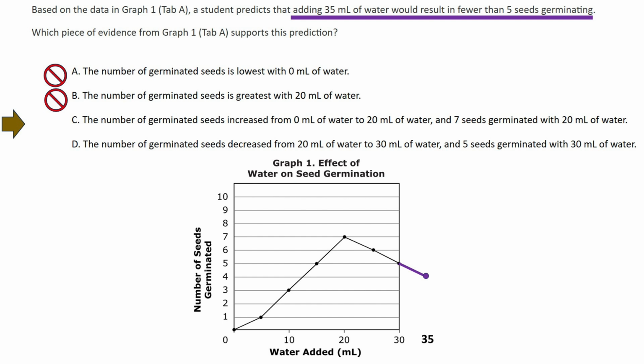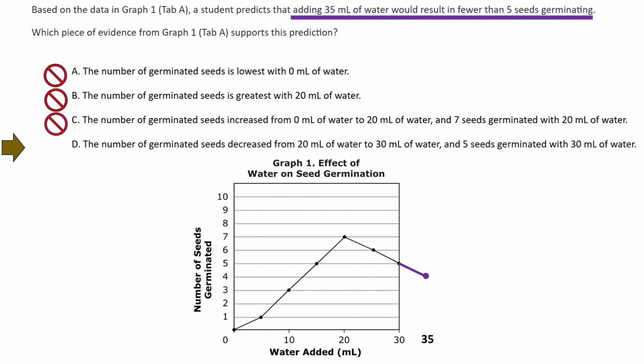Option C states, the number of germinated seeds increased from 0 milliliters of water to 20 milliliters of water, and 7 seeds germinated with 20 milliliters of water. This statement describes 2 points, but those points are on the first part of the graph, which has an upward trend. The part that includes 35 milliliters of water will be on the second part of the graph, which has a downward trend. A trend line in the first part of this graph will not help us predict what happens in the second part of this graph, because the trend is going down rather than up in the second part of the graph. So this choice is wrong.